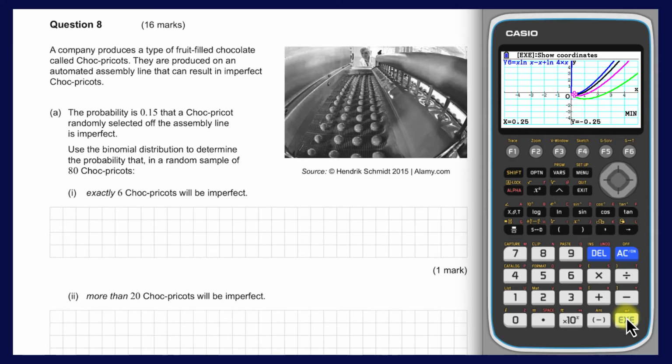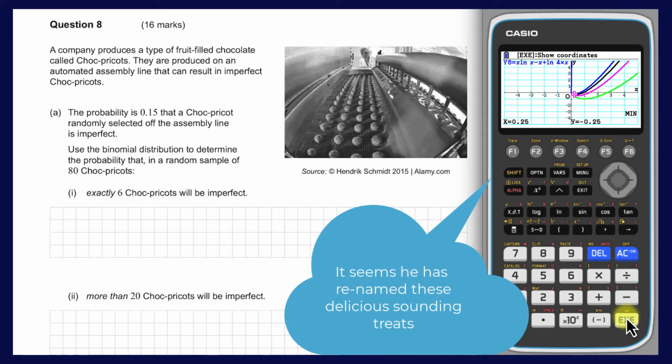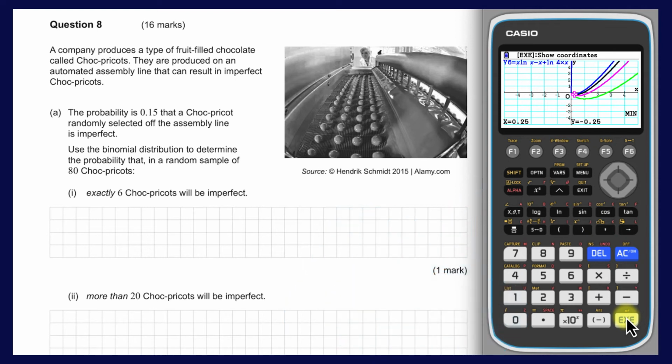Question 8. A question of apricots. Now these are produced on some sort of conveyor belt that can produce perfect, presumably, or imperfect apricots, and the chance of an imperfect one is given to us as 0.15. And we're going to use a binomial distribution to do some calculations involving a random sample of 80 apricots. So the first calculation is a binomial point distribution calculation of exactly 6 out of 80.